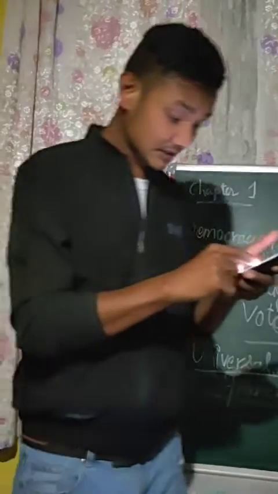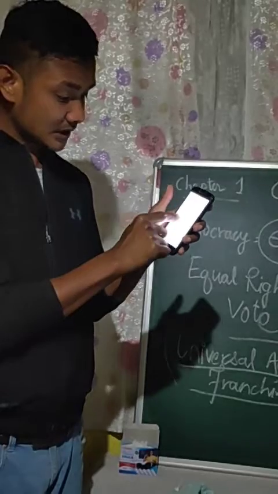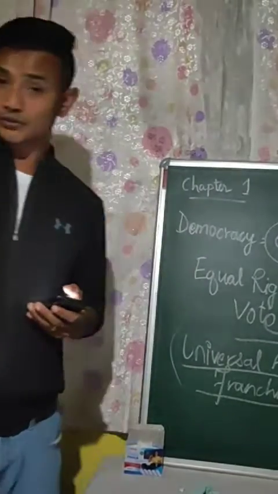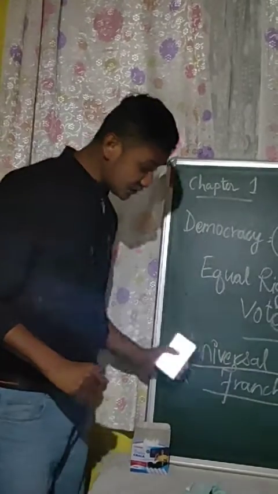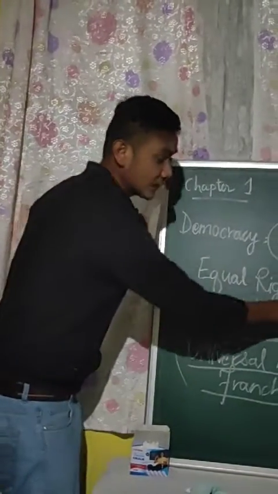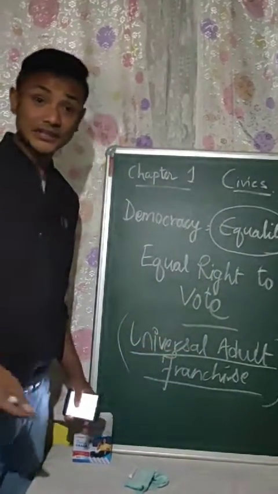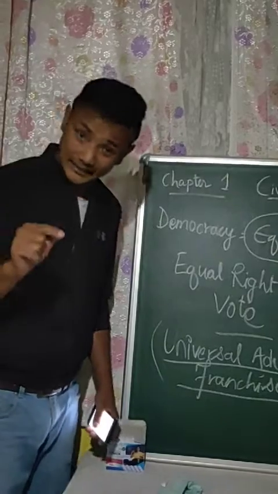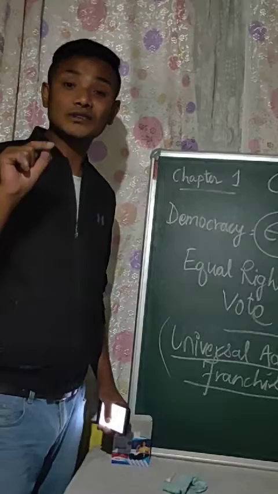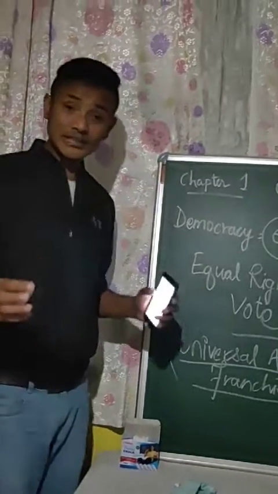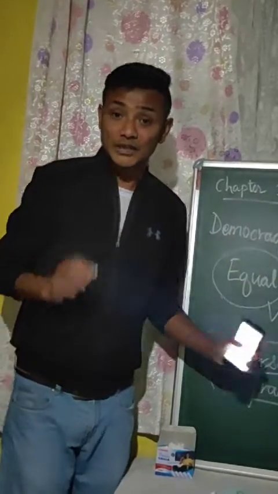Okay, and there is a description of discrimination given here. So you go through it, and I told you about universal adult franchise, and universal adult franchise means equal right to vote. That means in case of universal adult franchise, a person will get the right to vote according to the Constitution without any discrimination. So without any discrimination, they will get the right to vote.